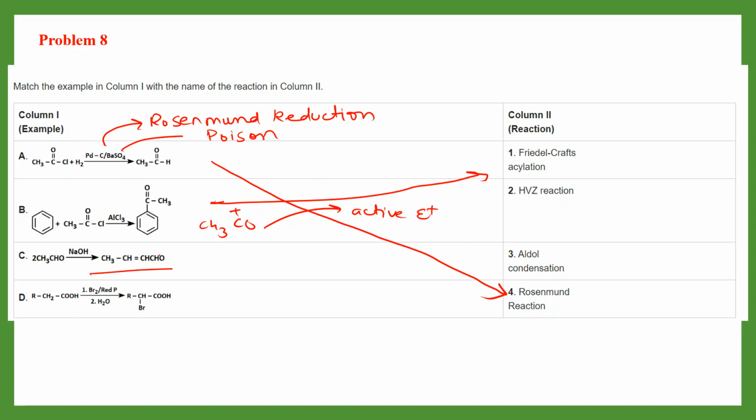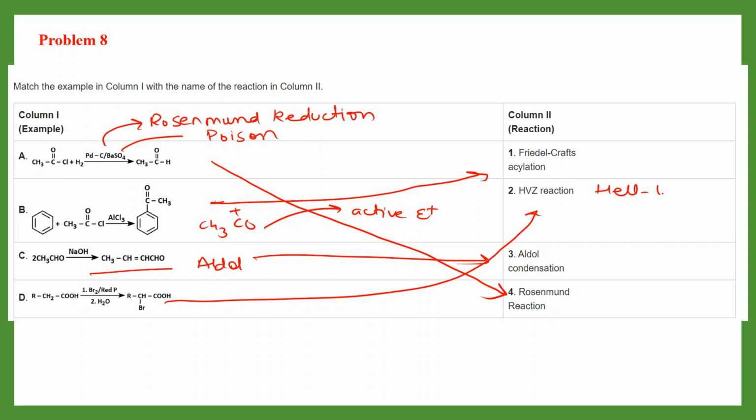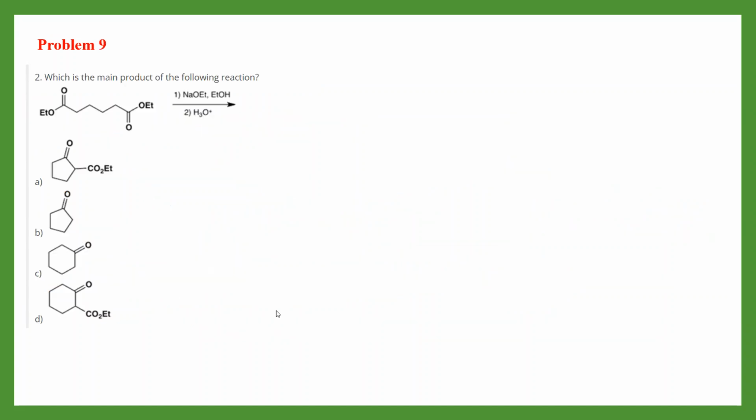This, I think you all know, is the famous aldol reaction. And this alpha bromo is the Hell-Volhard-Zelinsky reaction for forming alpha haloacyl. You should remember all the name reactions.